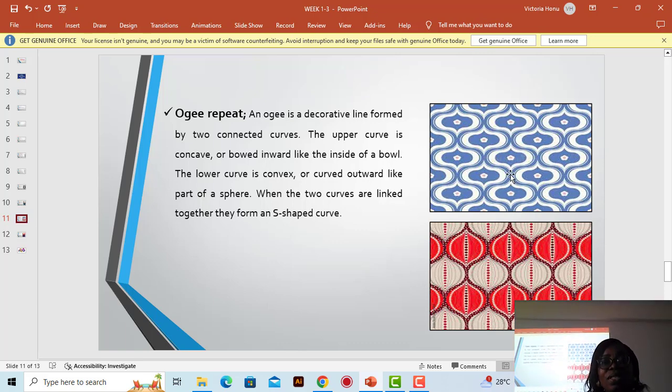repeat or the design. Okay, so like I said, I brought two, so you have an idea. If you look at the first Ogee, you realize that the motifs are the same throughout. But if you look at this one, they repeated different motifs in different circles. Actually, this is creativity. So it depends on the textile designer what you want to achieve.